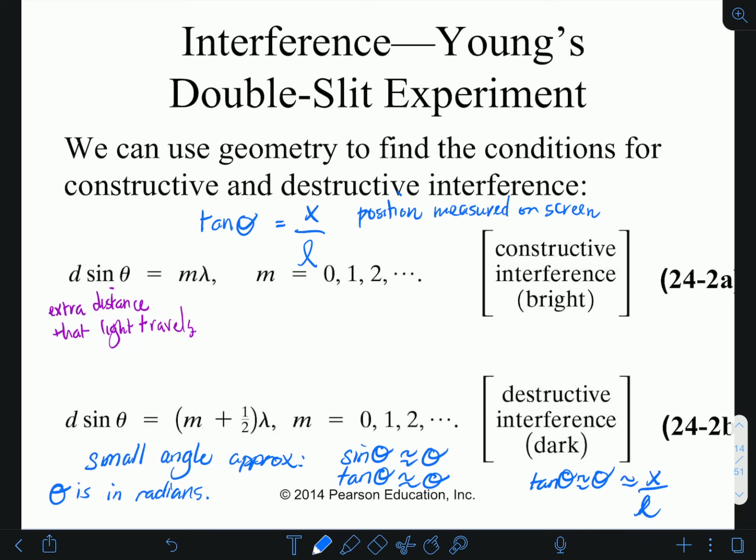So I would suggest taking a look at worksheet 9 and then trying problem number 2. And we'll do more problem solving on this in the problem solving section.